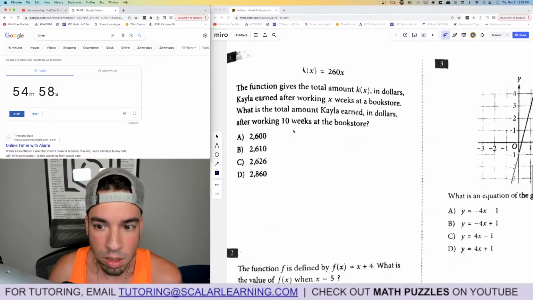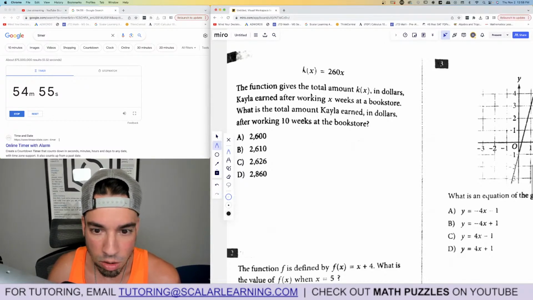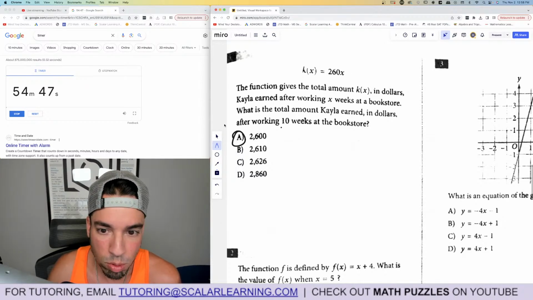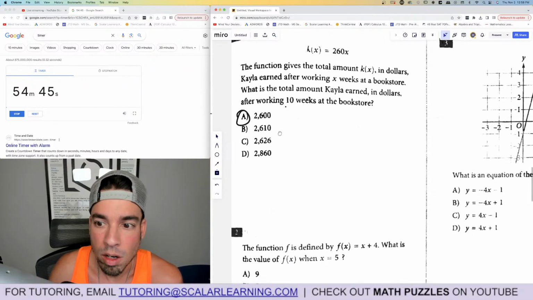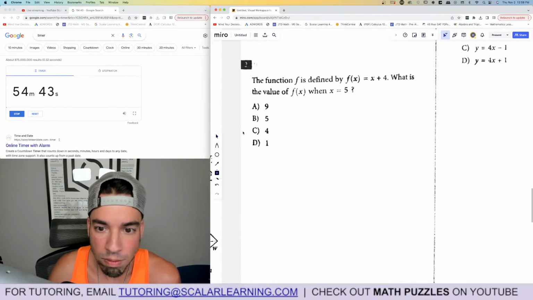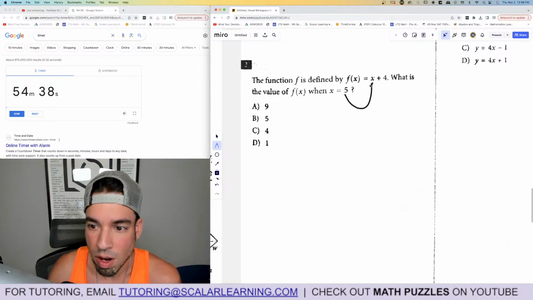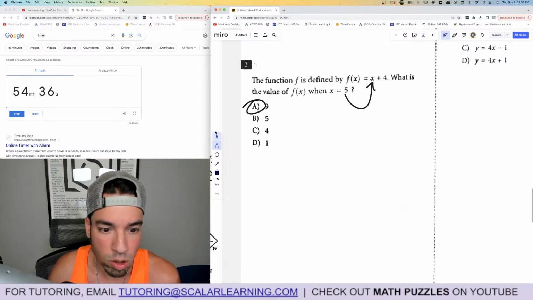All right, the function K of x gives the total amount in dollars Kayla earned after working x weeks at a bookstore. What is the total amount Kayla earned in dollars after 10 weeks? All right, this is plug and chug. 10 times 260 is 2,600. A is the winner. Boom, done. Yeah, making sure I didn't misread anything. Function f is defined as x plus 4. What is the value of f of x when x equals 5? Plug and chug. 5 plus 4 is 9. A is the winner. Boom, done.